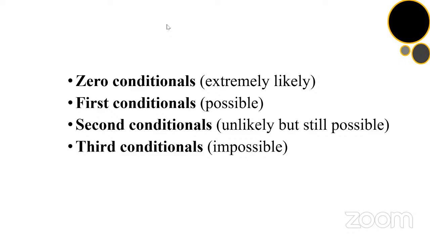Zero conditional says that something is extremely likely, fine, extremely likely. So first conditional states that it is possible. So second conditional is unlikely, but still possible. It is not up to what we are expecting, but still possible. There are chances like that. So third conditional is impossible, fine. Is that clear? Yes, ma'am. Yes, fine.